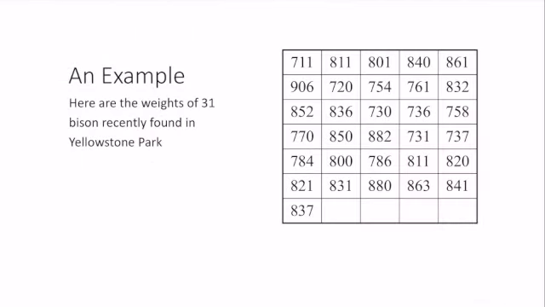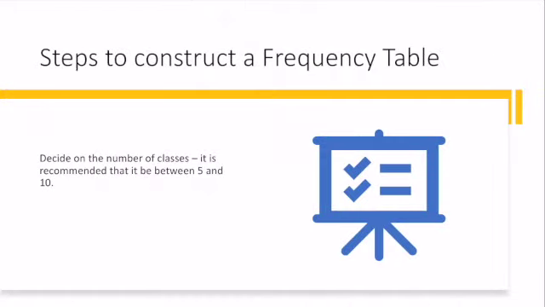So here are the weights of 31 bison recently found in Yellowstone Park. I think that's in Montana. Okay, so here's some weights of bison. As you can tell, these are pretty hefty guys. So what we want to do is decide on the number of classes, otherwise known as bins, we're going to group our frequency data in. It's recommended that you have at least 5, but not really more than 10, because any more than 10 would make a really big table. So why don't we use 8 classes for this example?